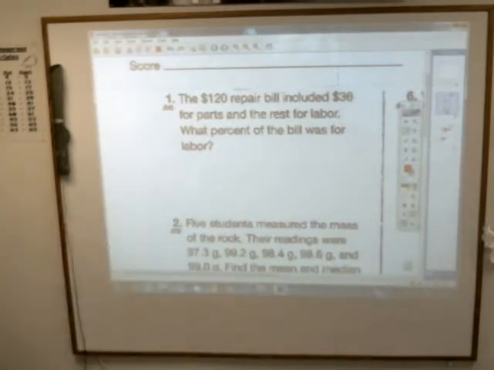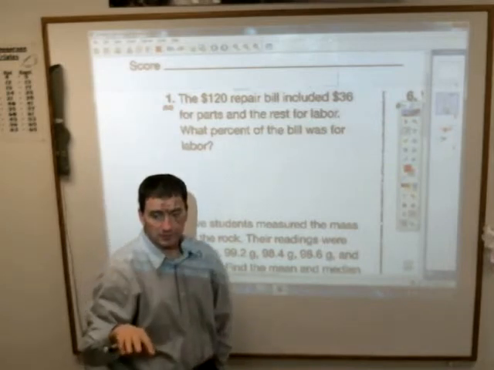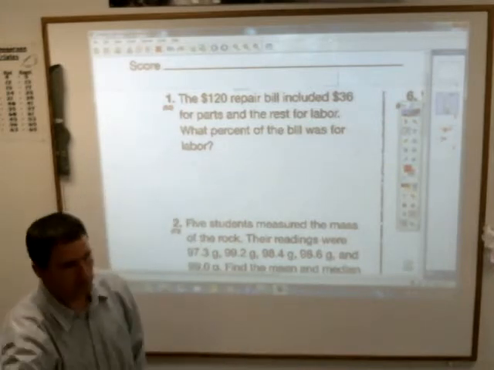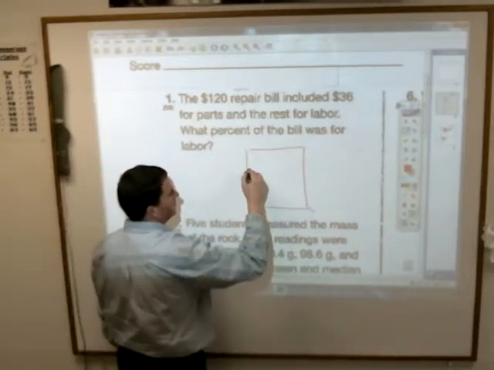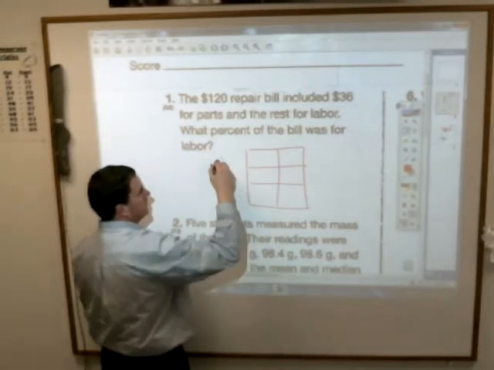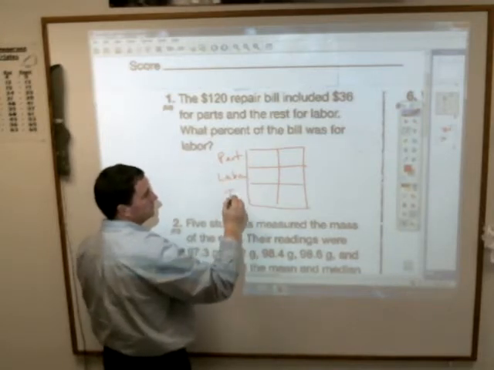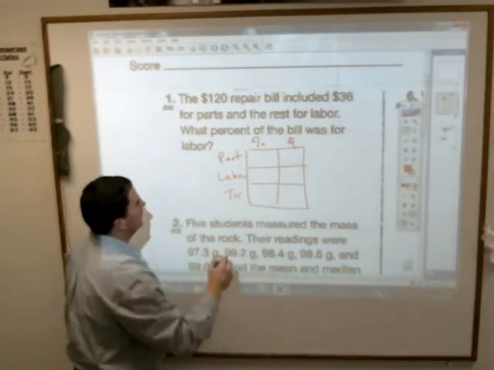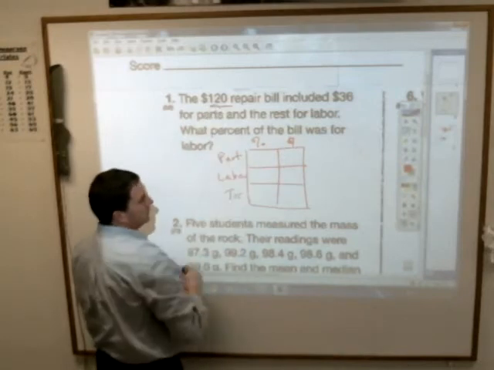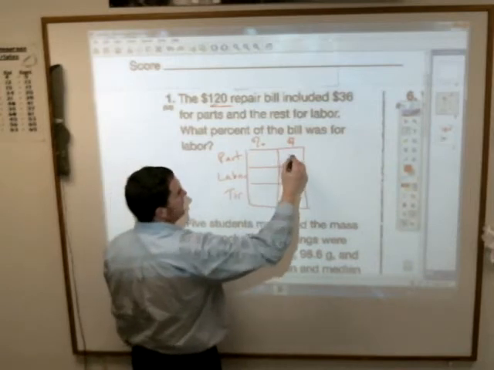Number one is probably more an issue of semantics or you understanding where things go than anything. It is a percent problem, but it's not a sale problem. You're not increasing the price of something, you're splitting a bill into parts. And what parts are you splitting the bill into? You're splitting the total bill into parts plus labor equals the total. And then you've got percentages and you've got the actual dollar amounts. So I know that the $120 repair bill, that's the total of the bill. Of the $120, $36 were for parts.